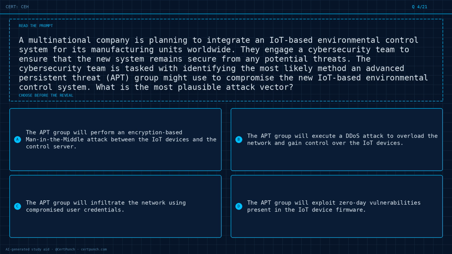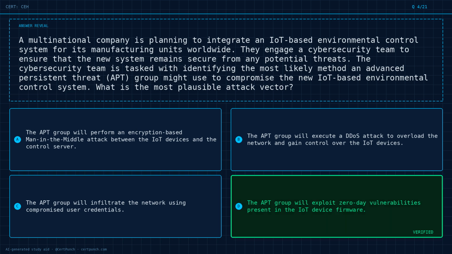Option A, the APT group will perform an encryption-based man-in-the-middle attack between the IoT devices and the control server. Option B, the APT group will execute a DDoS attack to overload the network and gain control over the IoT devices. Option C, the APT group will infiltrate the network using compromised user credentials. Option D, the APT group will exploit zero-day vulnerabilities present in the IoT device firmware. Choose the best answer before the reveal. Commit to it now.